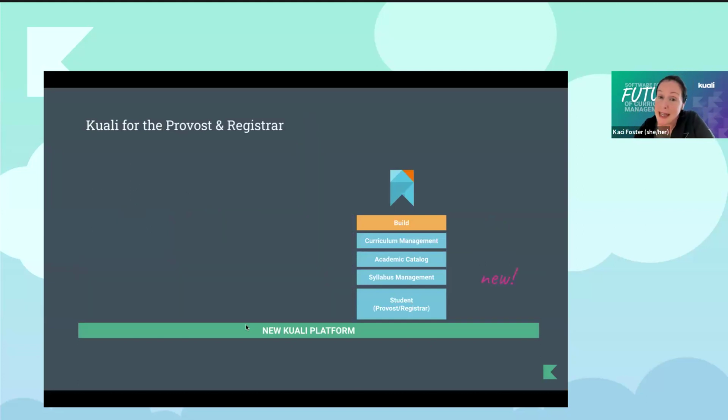Of course, we're here today to focus on our solutions for the Provost and Registrar. In particular, we're going to talk about curriculum management and academic catalog and the University of New Mexico's experience with those products. But I do want to take the opportunity to mention our new offering, syllabus management, which we're excited about.